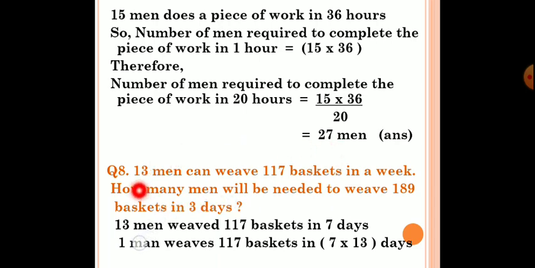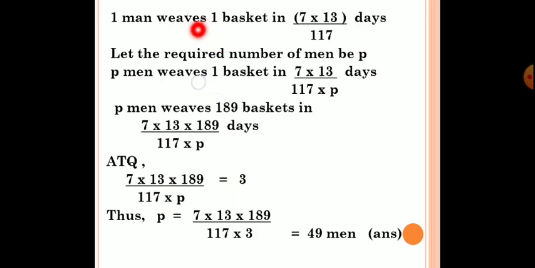Moving on to the last question of this part. 13 men can weave 117 baskets in a week. How many men will be needed to weave 189 baskets in 3 days? So 13 men weave 117 baskets in 7 days. So one man weaves 117 baskets, so the number of days will be more, that is 7 into 13 days. Now one man weaves one basket in, now the number of days will decrease, so 7 into 13 divided by 117 days.